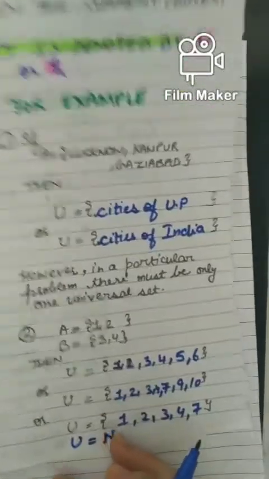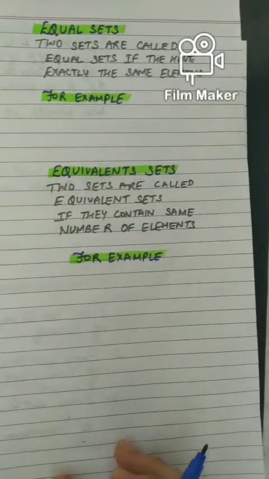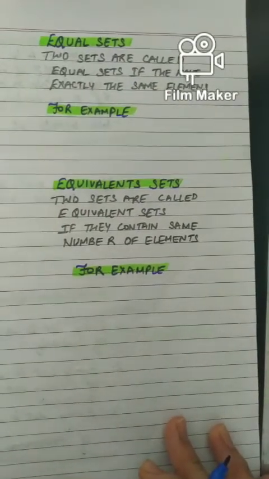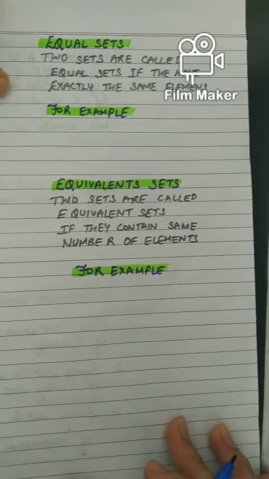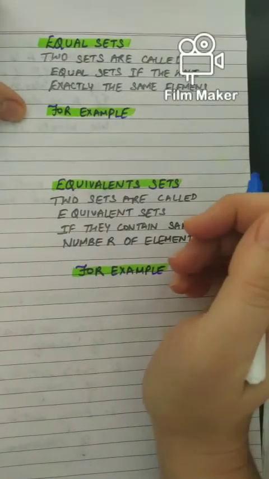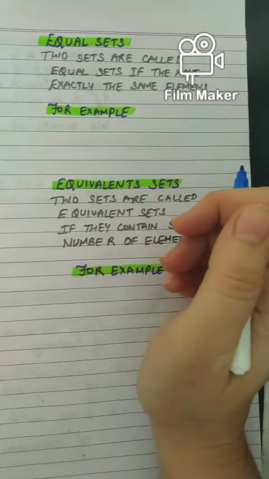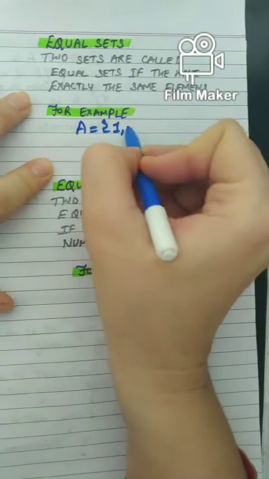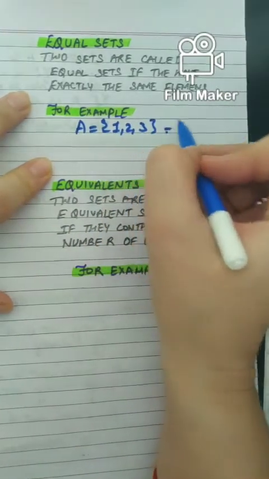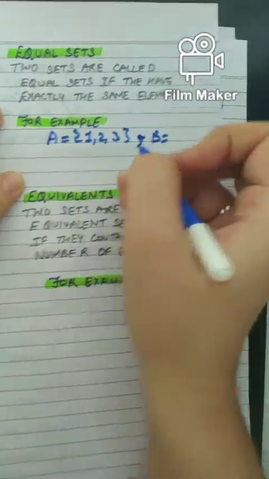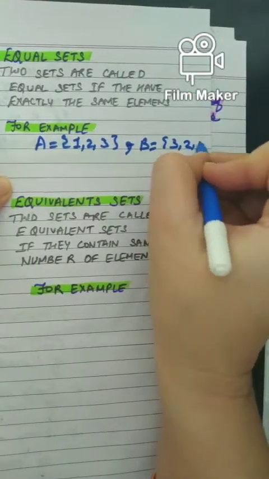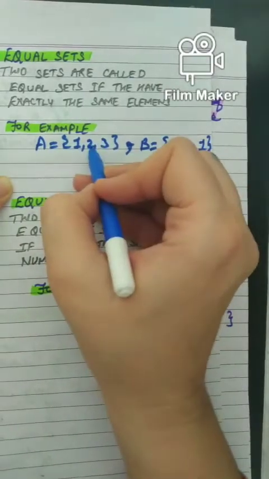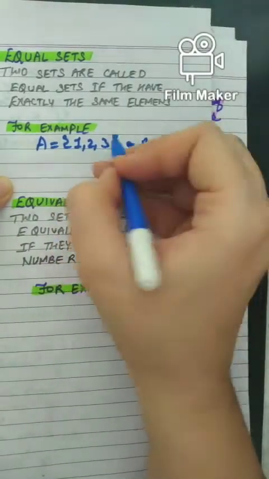Okay. So next is equal sets. What do you mean by equal sets? Two sets are called equal sets if they have exactly the same elements, right? I can give you an example. A is equal to {1, 2, 3} and B is equal to {3, 2, 1}. Order of elements doesn't matter. 1 is in A, 1 is in B also. 2 is in A, 2 is in B also. 3 is in A, 3 is in B also.